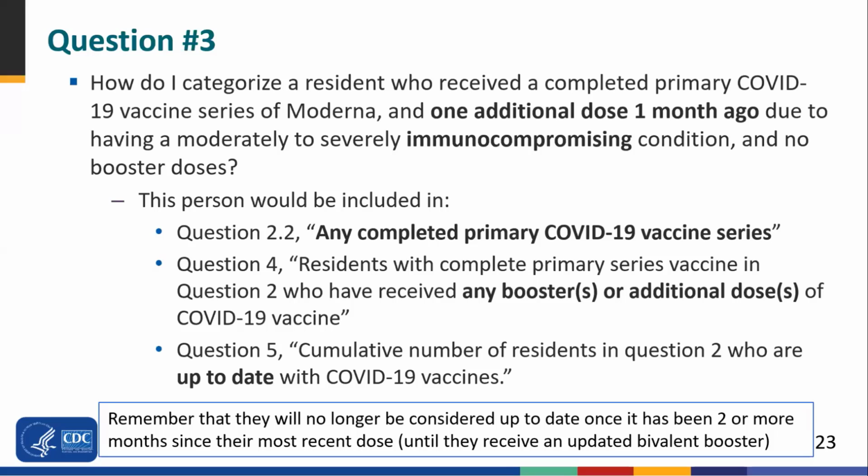Question 3 asks how to categorize a resident who received a completed primary COVID-19 vaccine series of Moderna and 1 additional dose 1 month ago due to having a moderately to severely immunocompromising condition, but no booster dose. The resident is considered up to date because they received their additional dose 1 month ago, so they are not yet eligible for a booster dose. They will be counted in questions 2.2, question 4, and question 5.